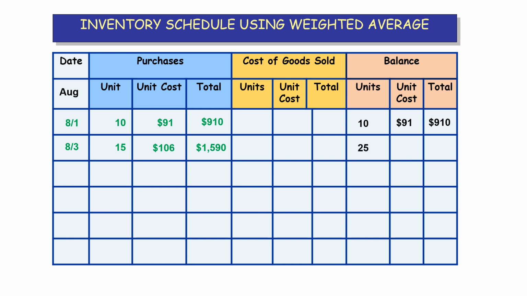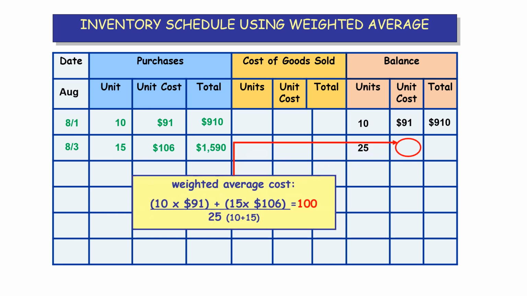And now I need to calculate the unit cost. So how do we calculate the unit cost? My first purchase plus my new purchase divided by the 25 units that are there. My first purchase was 10 units at $91, giving us 910. In the second purchase, I already know the total cost, 1,590. I will divide that by, we've had 10 already, and 15 new units, giving us 25 units. So the average cost is going to be $100. We are going to put that there. So 25 units at $100 will be $2,500.